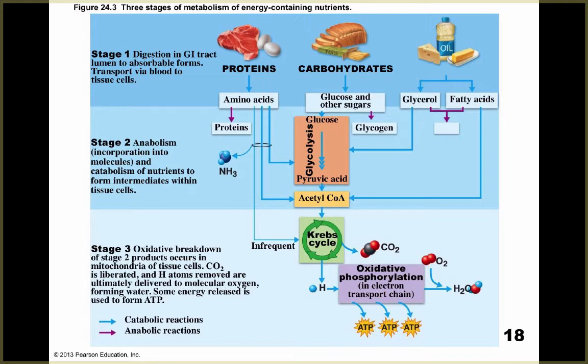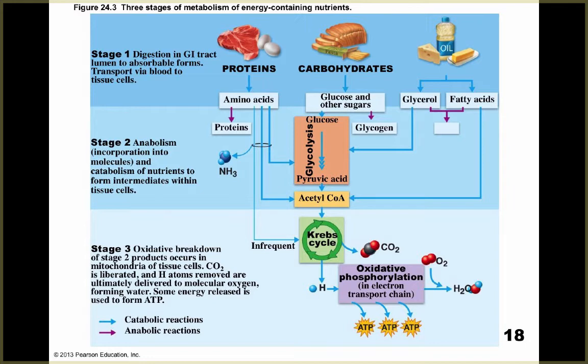So as you can see, for the protein, basically we're going to utilize the amino acids from them. From carbohydrates, there's glucose and several other sugars that we're going to get from that. And then, of course, the most common form of lipids that we have are triglycerides, and they are going to divide into glycerol and fatty acids.